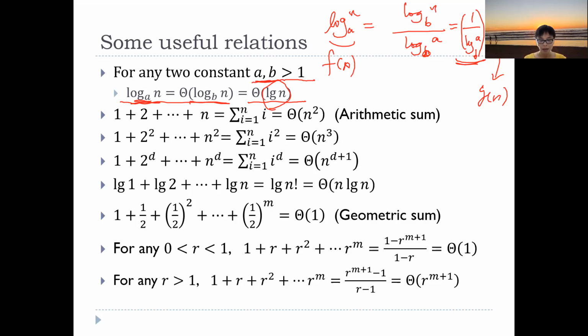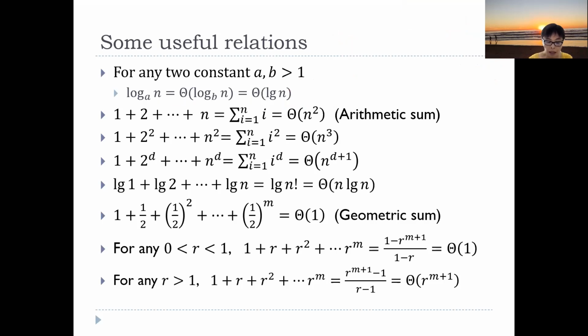Now, a second group of useful relations. If I have 1 plus 2 all the way up to n, this is just an arithmetic sum, so we can write out the precise formula, which is n times n plus 1 over 2. Thus we can see that the dominating term is n squared. That's why this is asymptotically the same as n squared.